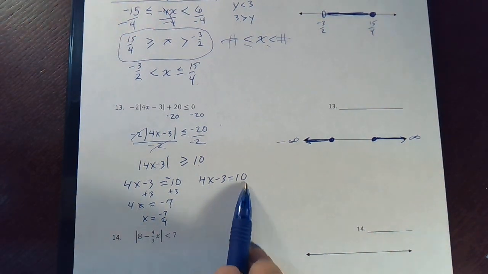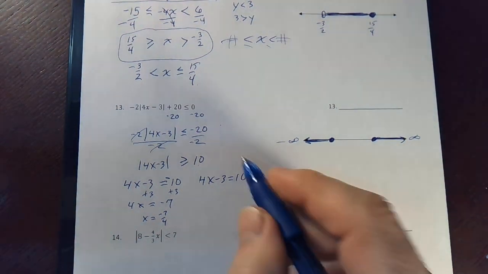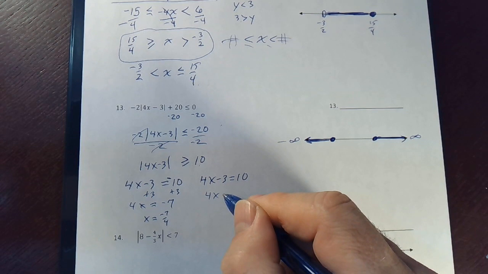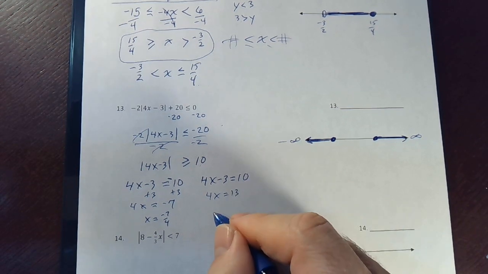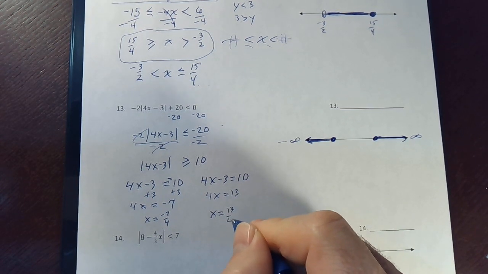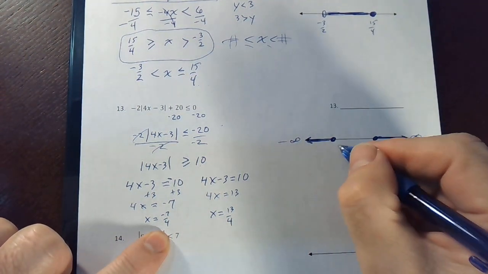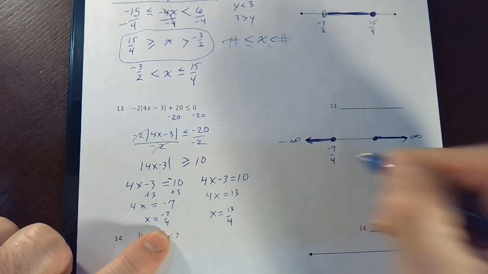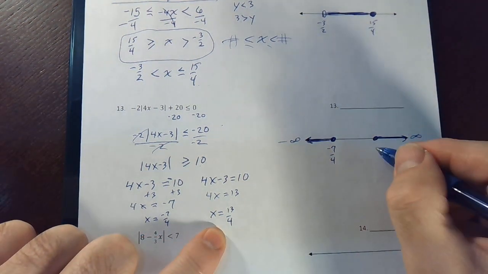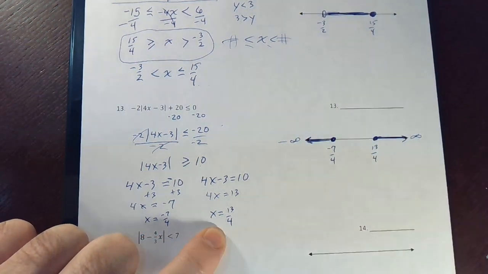And this one, we'll add 3 to both sides. And this will give us 4x equals 13, and x equals 13 over 4. So we're going to have negative, this number here is negative 7 over 4. And this one is going to be 13 over 4.